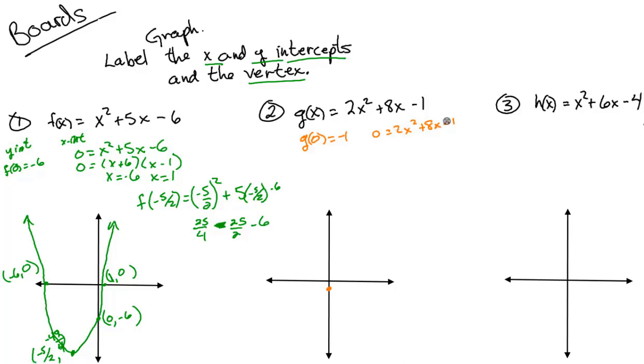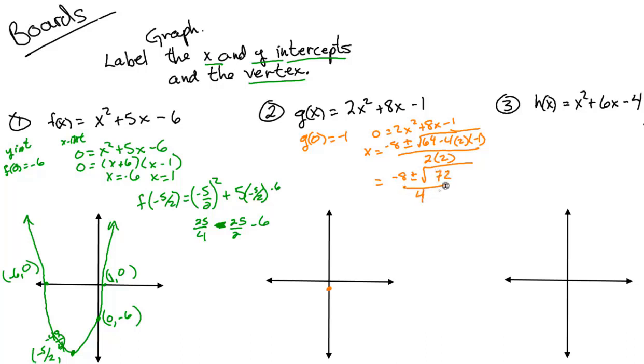2 times 1 is 2. Not so much. So quadratic formula. x equals negative b plus or minus the square root of b squared minus 4ac, all over 2a. Oh, good. Let's see what this simplifies down to. Negative 8 plus or minus the square root of 64 plus 8. That's 72, all over 4.